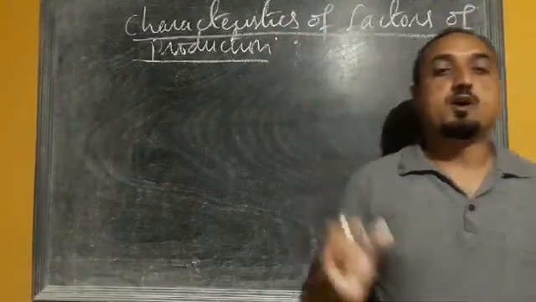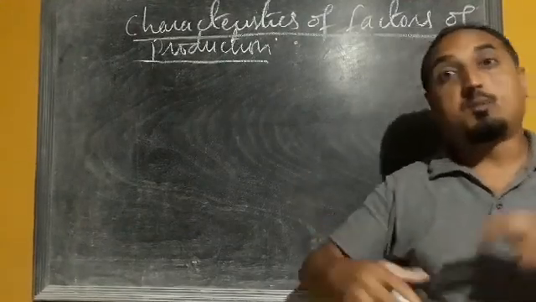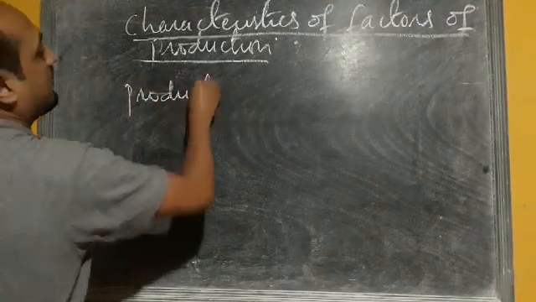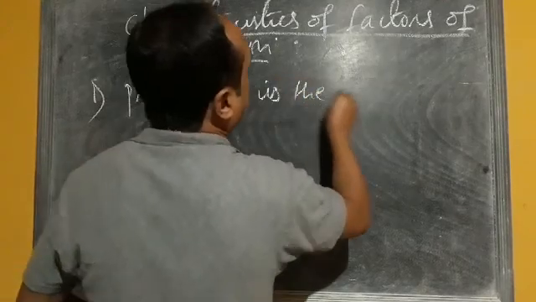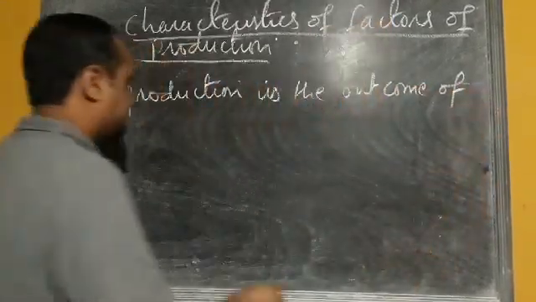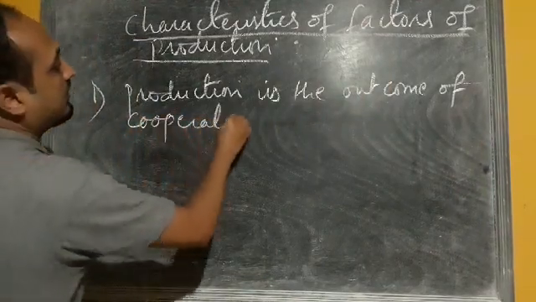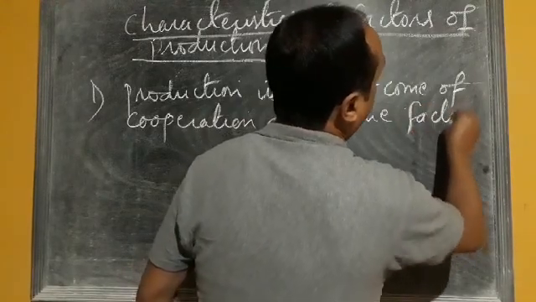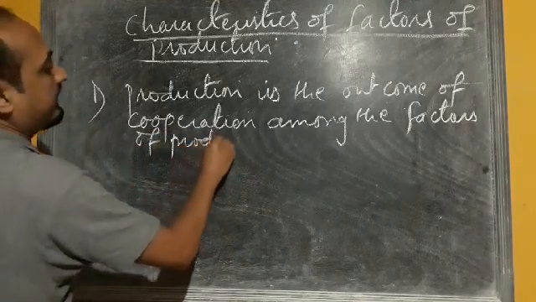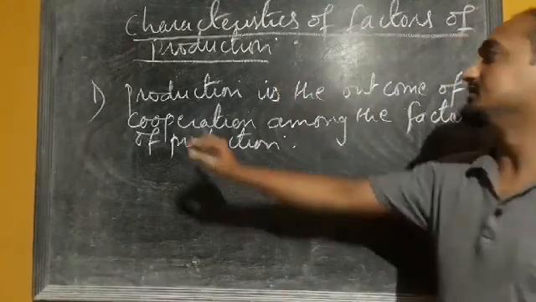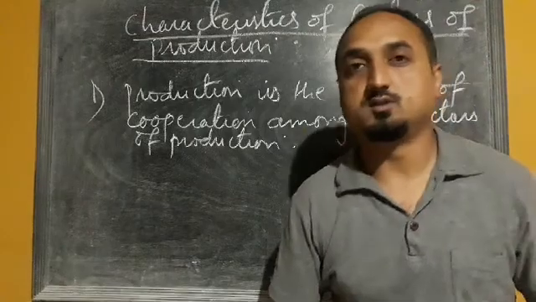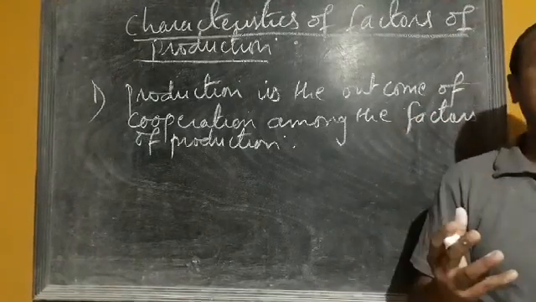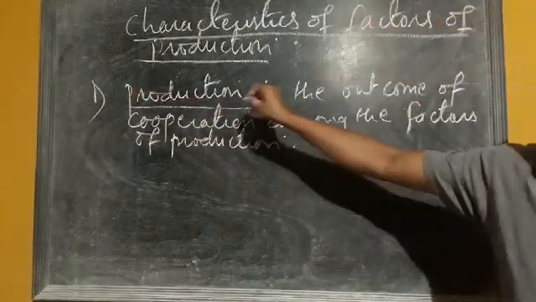So first characteristic: production is the outcome of cooperation among the various factors of production. So what is production? Production is the outcome of cooperation among the factors of production. The meaning is that in order to produce anything, we need to combine all the factors of production. So with the cooperation of different factors of production, only this production is possible. So that is the first characteristic.